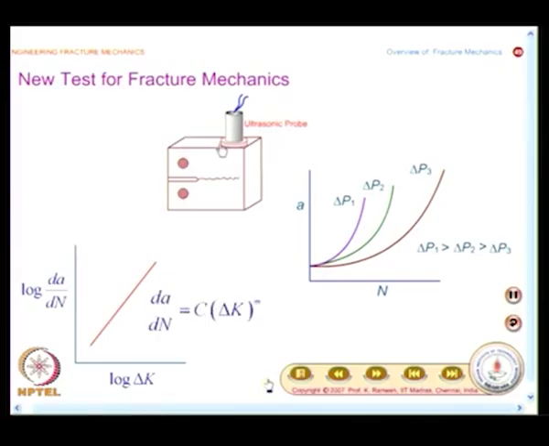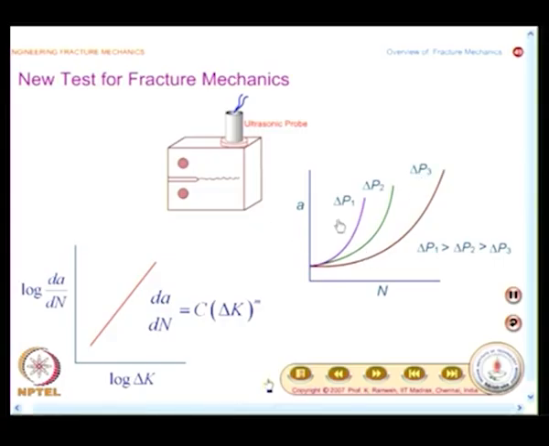and you also monitor the growth of the crack by a suitable probe. This is only a schematic. There could be many methods by which they could monitor the growth of crack, and you essentially cull out the data of crack length versus number of cycles, and you do this for various amplitudes of the load applied: delta P1, delta P2 and delta P3.